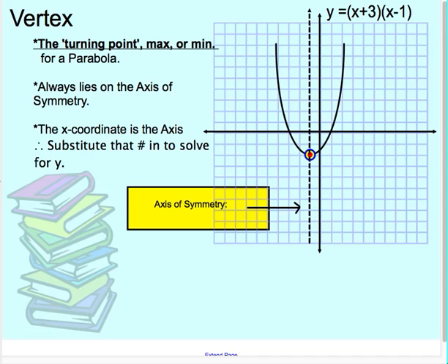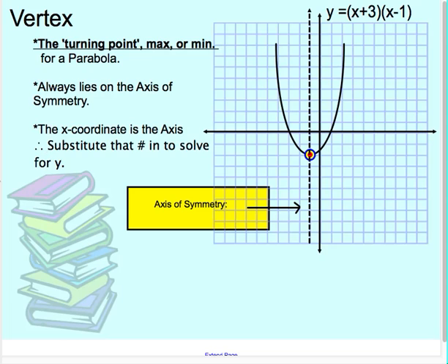Next piece we're going to look at is the vertex, which we've already kind of found with looking at domain and range. We just haven't put it into an ordered pair. So the vertex is kind of the turning point. It's the max or the min of the parabola, and it's always on the axis of symmetry. The x-coordinate for the vertex is the equation for the axis of symmetry. These little dots here that kind of form a triangle, obviously my board is off, means therefore. So the x-coordinate is the axis. Therefore, substitute that number in to solve for y.